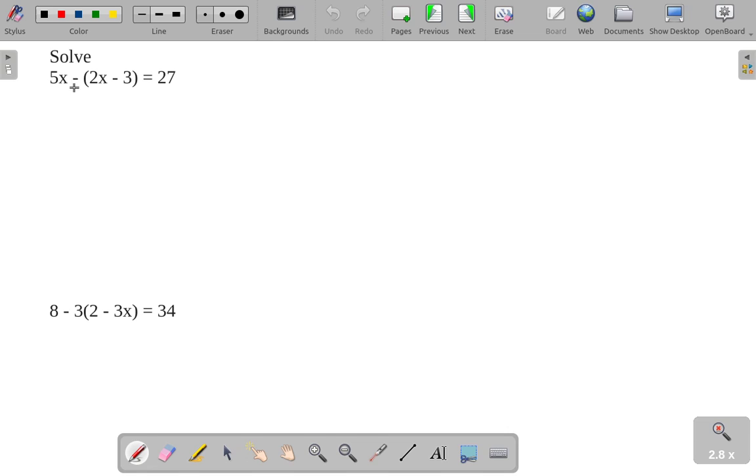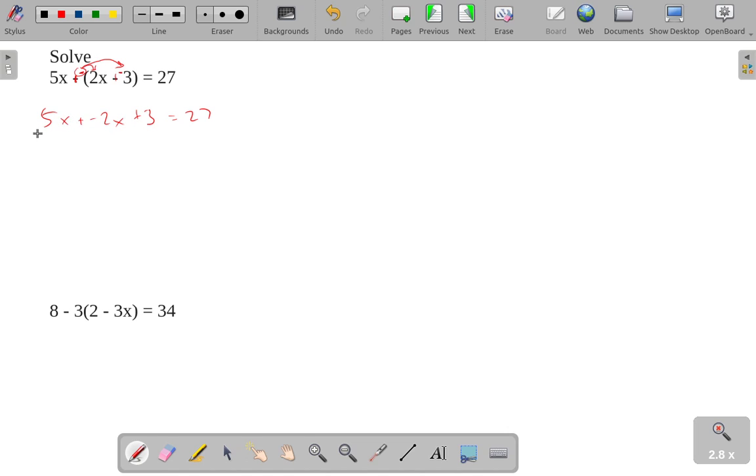And to simplify this, if I rewrite everything as addition, I'm going to need to use the distributive property. Specifically, I need to distribute this negative through the parentheses. So I'm going to get 5x plus a negative 2x plus 3 equals 27. So I changed the 2x to a negative 2x. I changed the negative 3 to a positive 3 because I'm distributing the negative through the parentheses.